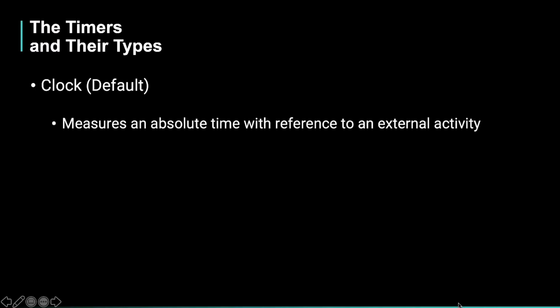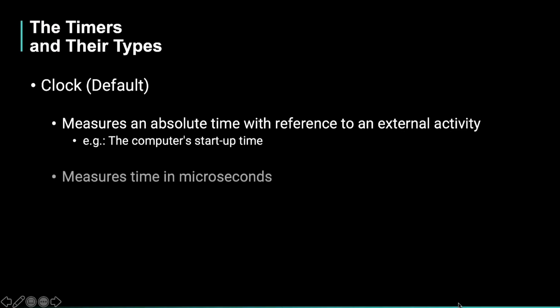So let's review the timers and their types. I know we've spoken to them in a cursory fashion up to this point, but let's talk about the ramifications of each of these choices. The clock, which is the default, if you don't specify a timer type, it will utilize clock. It measures the absolute time with reference to an external activity. In other words, perhaps the workstation startup time. It's measured in microseconds, unless, of course, your CPU offers some higher granularity than microseconds.